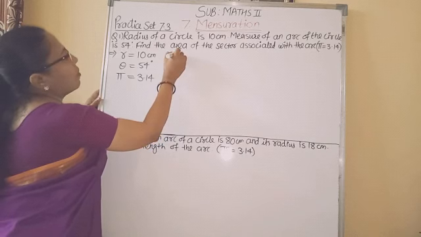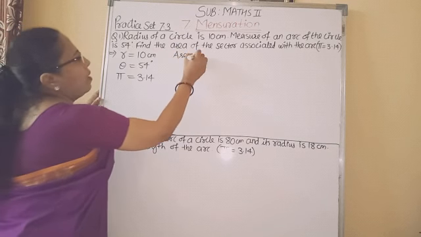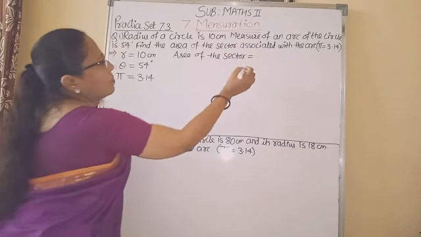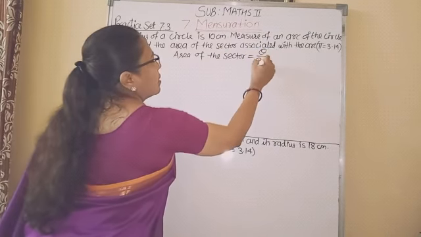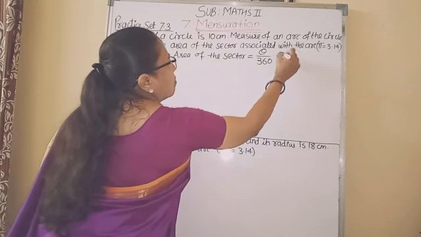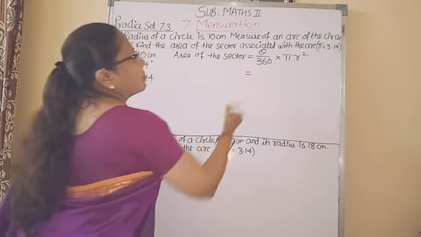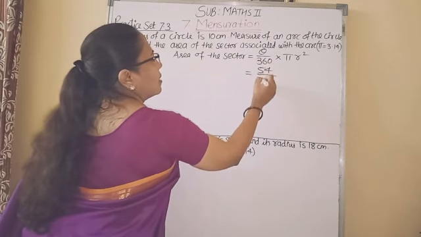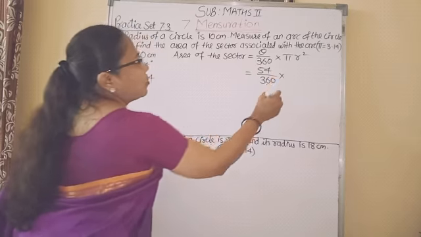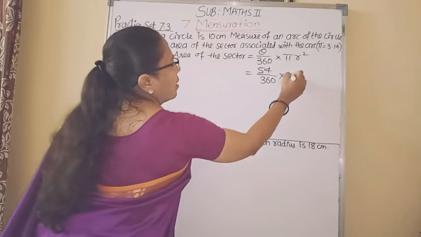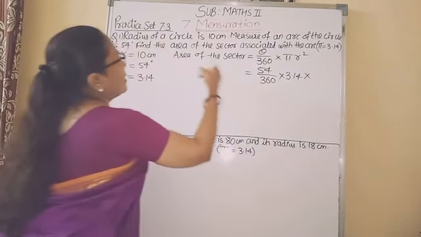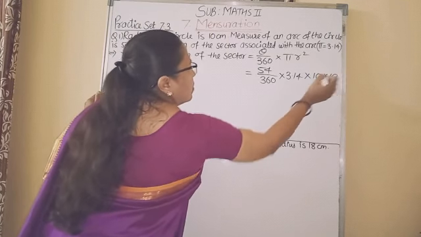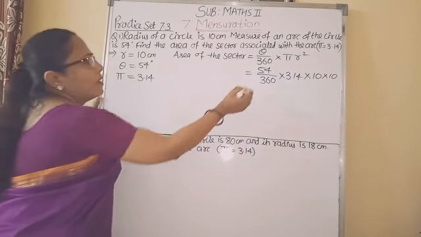So here we will write the formula first. Area of the sector is equal to theta upon 360 into pi r square. Theta equal to 54 upon 360 into pi 3.14 into radius 10. So r square, so 10 into 10. Now let us simplify this.